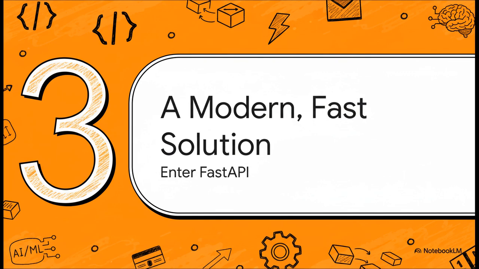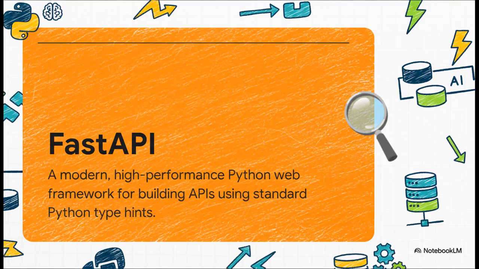FastAPI arrived on the scene as the modern solution, specifically designed to wipe out all those old problems we just talked about. At its core, FastAPI is a Python web framework built for one main purpose: building incredibly high-performance APIs. But the truly brilliant part is how it does this. It doesn't invent some complex new system. Instead, it cleverly leans on a modern Python feature called type hints, letting you get speed, safety, and documentation just from writing standard Python code that developers already know and write.